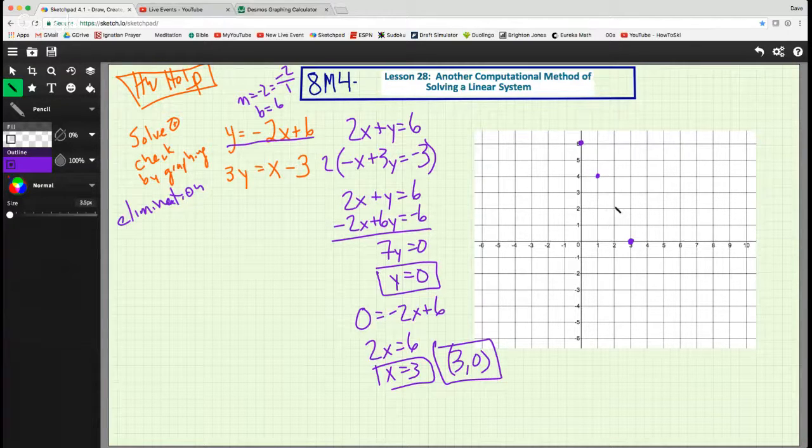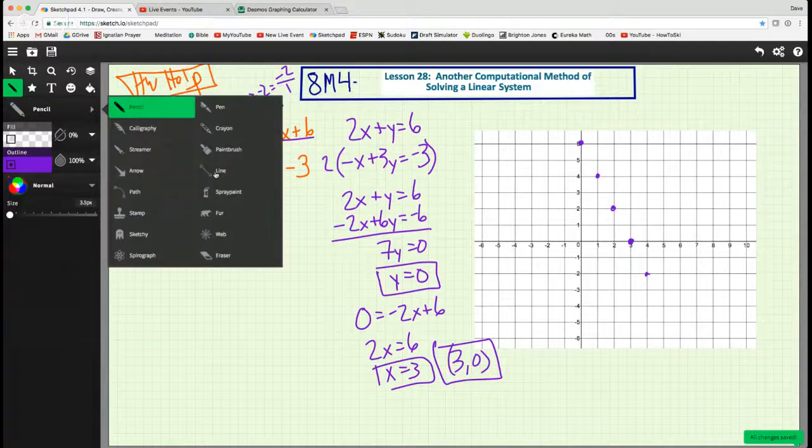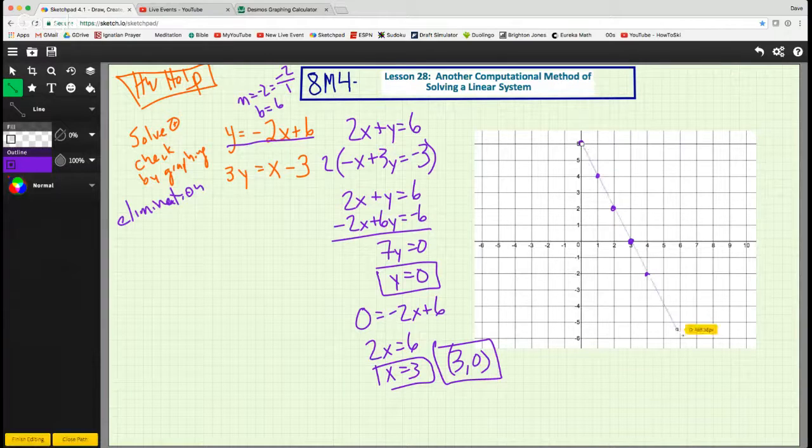Our slope is down 2 over 1. Looks good. Okay, we're good so far.